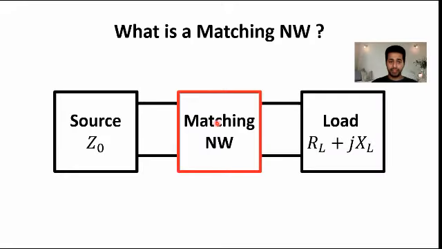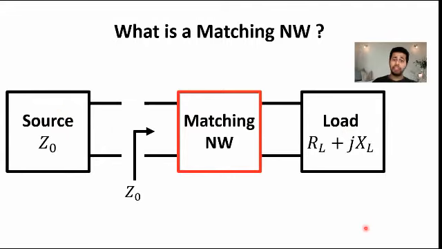What is a matching network? A matching network is a two-port circuit that maximizes all the power coming from a source and delivers it to a load. And usually this does not happen if you connect the source directly to the load.